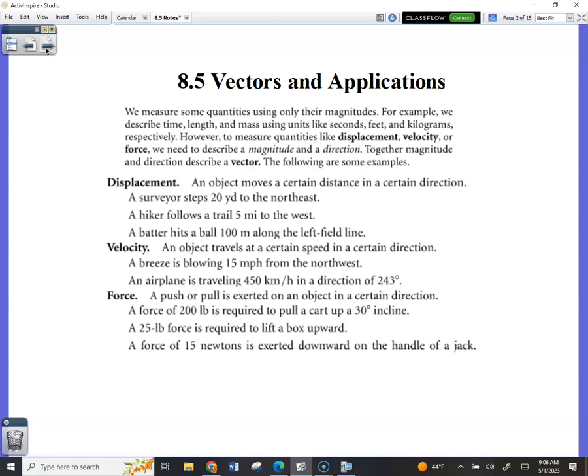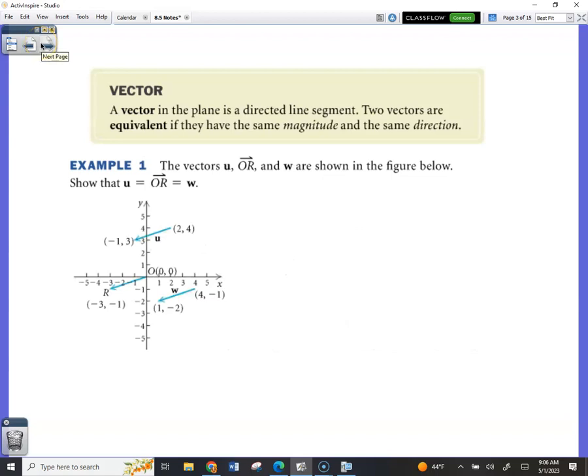Okay, so if I see an example talking about a 25-pound force required to lift the box upward, we're talking about force, which you should know because the word force is in there. Displacement's the one where they don't actually say the word displacement. For instance, a hiker follows a trail 5 miles to the west. They're not using the word displacement, but that is an example of a displacement vector problem. The good news is our word problems with vectors all involve triangles. Like, that's it, which means 3 sides. And they're going to give you 2 of them. You just have to find the 3rd one.